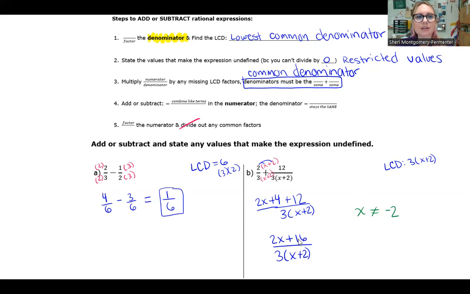In this case, I can actually factor. There's a GCF. I can divide them both by 2. So if I pull out a 2, I'm left with x plus 8, and then 3 times x plus 2. And I can't reduce anything. There's no factors in the numerator and denominator that match up. So this is my answer, along with the restricted values.